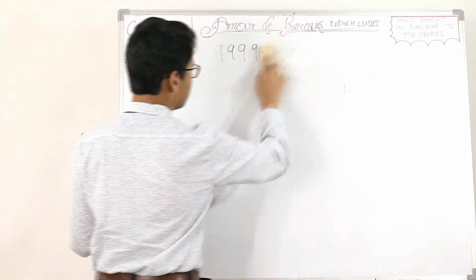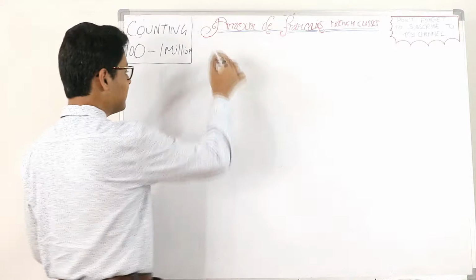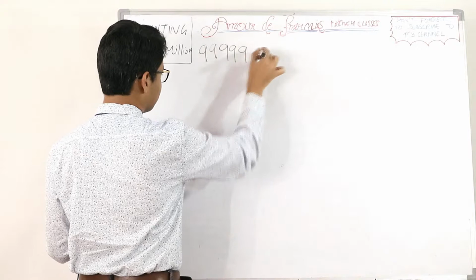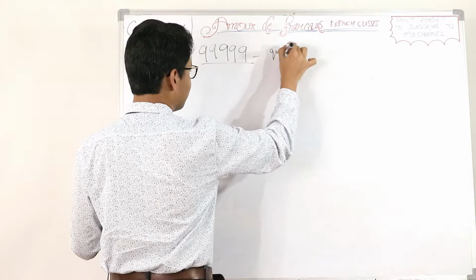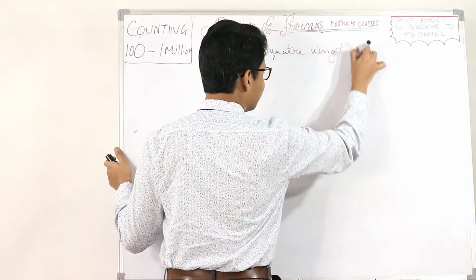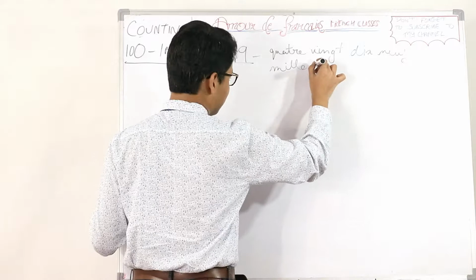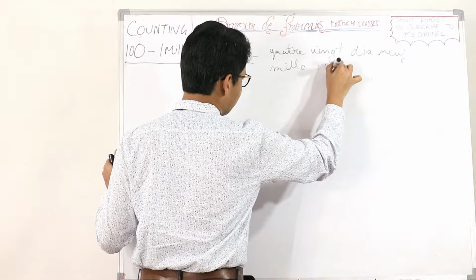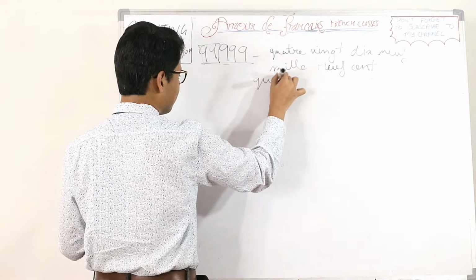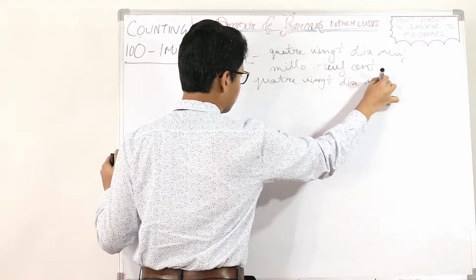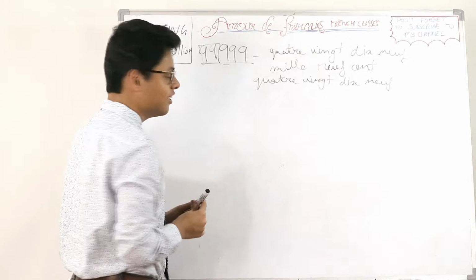Now the largest 5-digit number, which is 5 times 9. The first 2 nines represent 99, then thousand, coming towards the 100th place, 900, and then again 99. It's long. The number itself is also long.